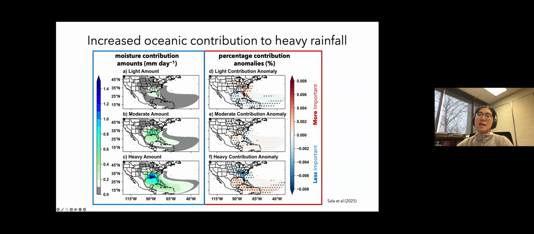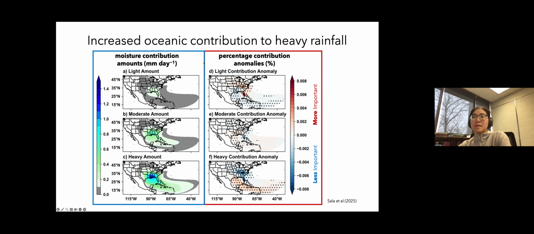So for example, the light rainfall not only sees decreased moisture over the local area, but the moisture contribution also decreased over the oceanic region. But for the heavy rainfall, not only does the local contribution increase, but the oceanic contribution, as well as the extent of the oceanic source region, tends to expand, providing more moisture to sustain the heavy rainfall events over the southeastern US.